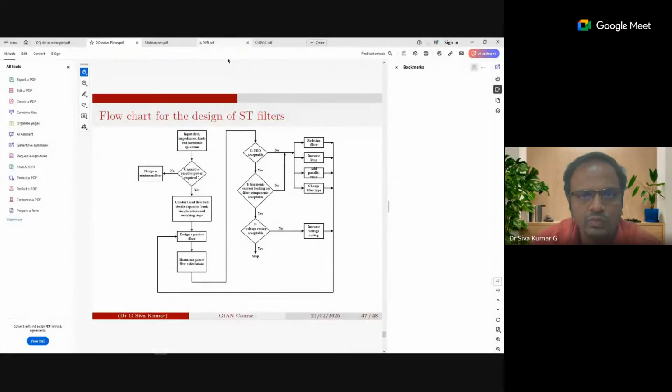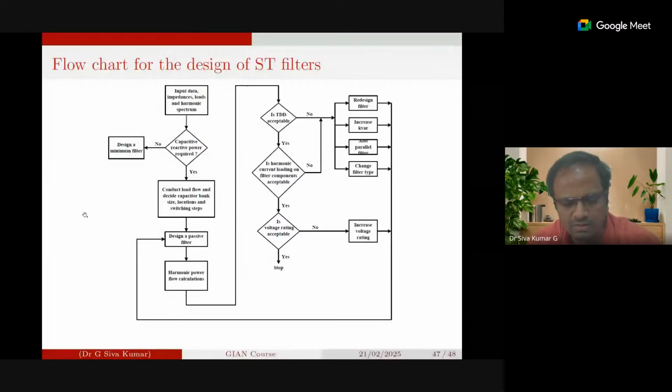Now, the disadvantage of going for a passive filter is a detuning of the filter over a time period. The capacitor or the inductor nature is going to change. Because of that, it may not be tuned to eliminate that particular harmonic. Because of the aging, you have a tendency of detuning also.